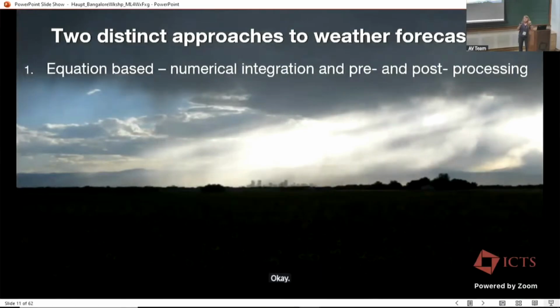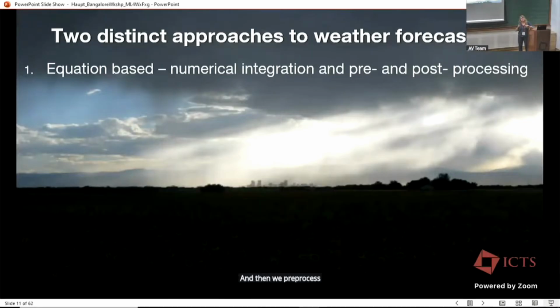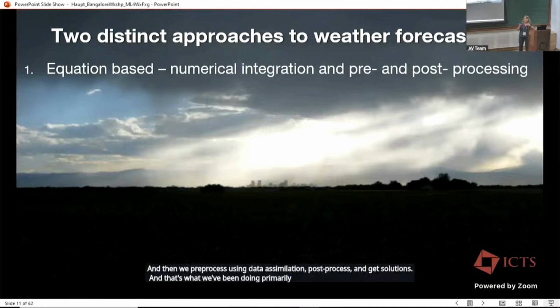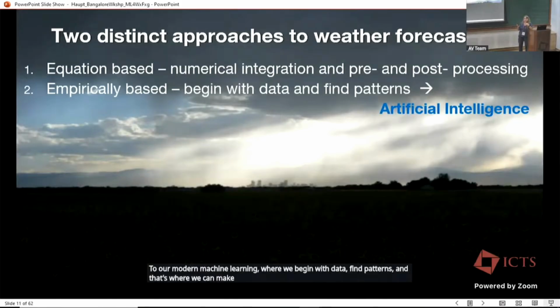Okay, so when you think back over this, there's two distinct approaches that we have to weather forecasting, and one is the equation-based. So we have the primitive equations, we put a lot of parameterizations in with them, and then we pre-process using data assimilation, post-process, and get solutions. And that's what we've been doing primarily since the 50s. However, there's also that empirically based approach, everything from red at night, sailor's delight, to our modern machine learning, where we begin with data, find patterns, and that's where we can make predictions in a different way.